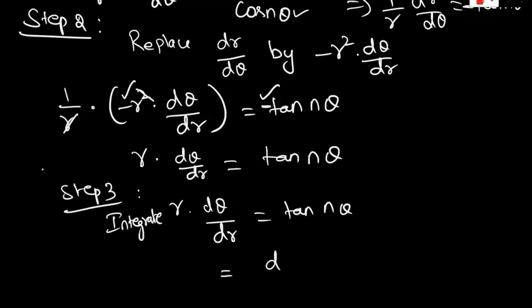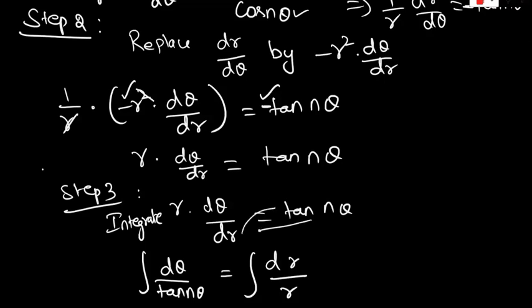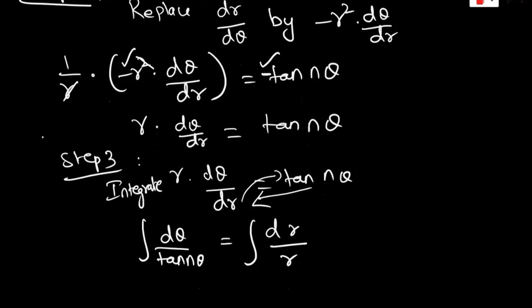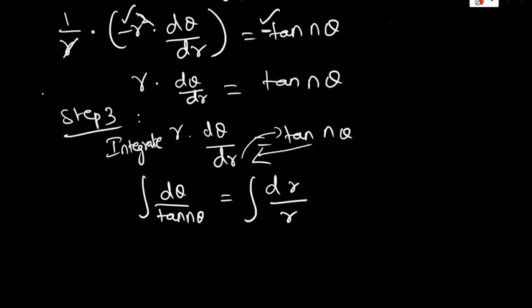Then what we will get? d theta by tan n theta is equal to dr by r. Now if I integrate, it is easy. We are just taking this tan n theta here and this dr again back in the numerator, so this will come to the denominator. And we have a constant also, right? Let me write. What is dr by r? dr by r is nothing but log r.